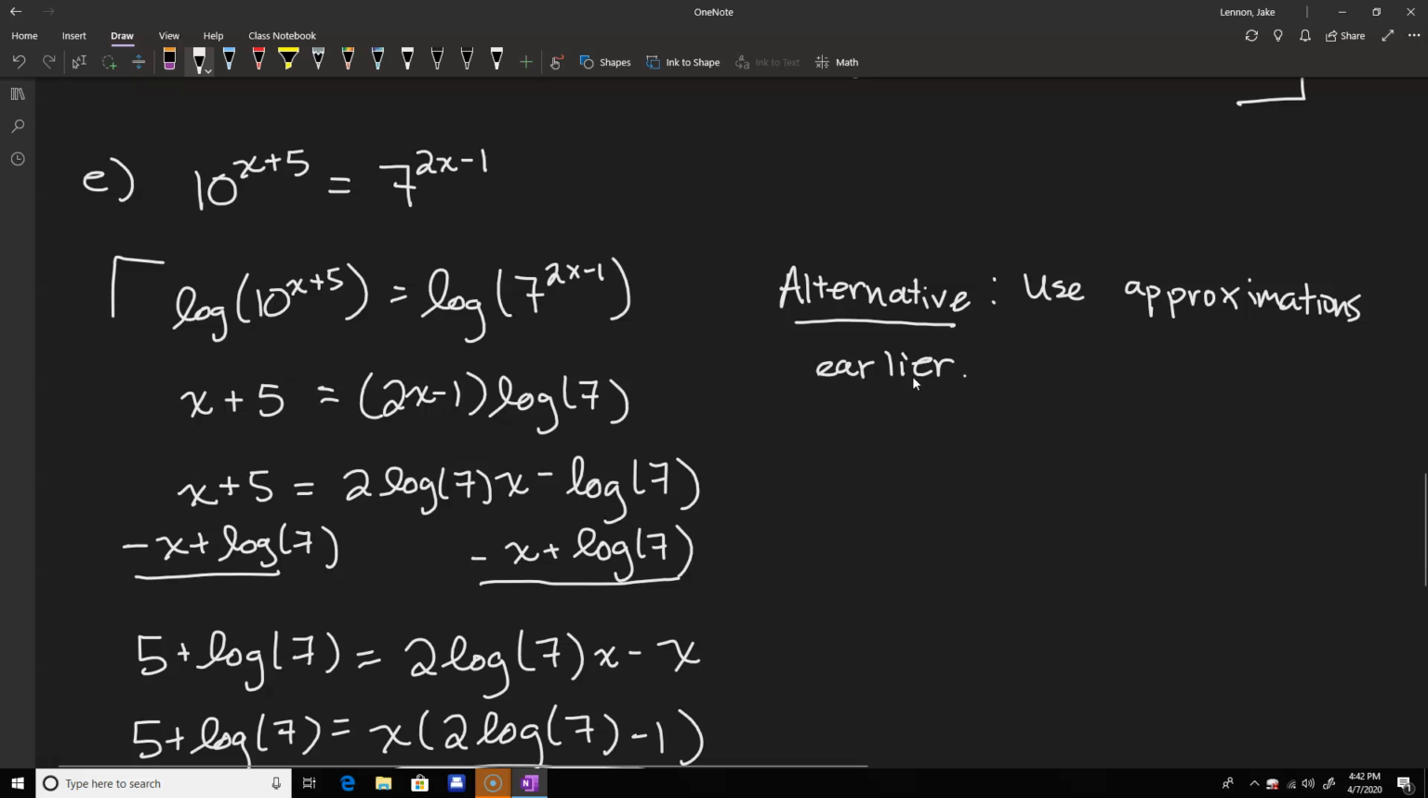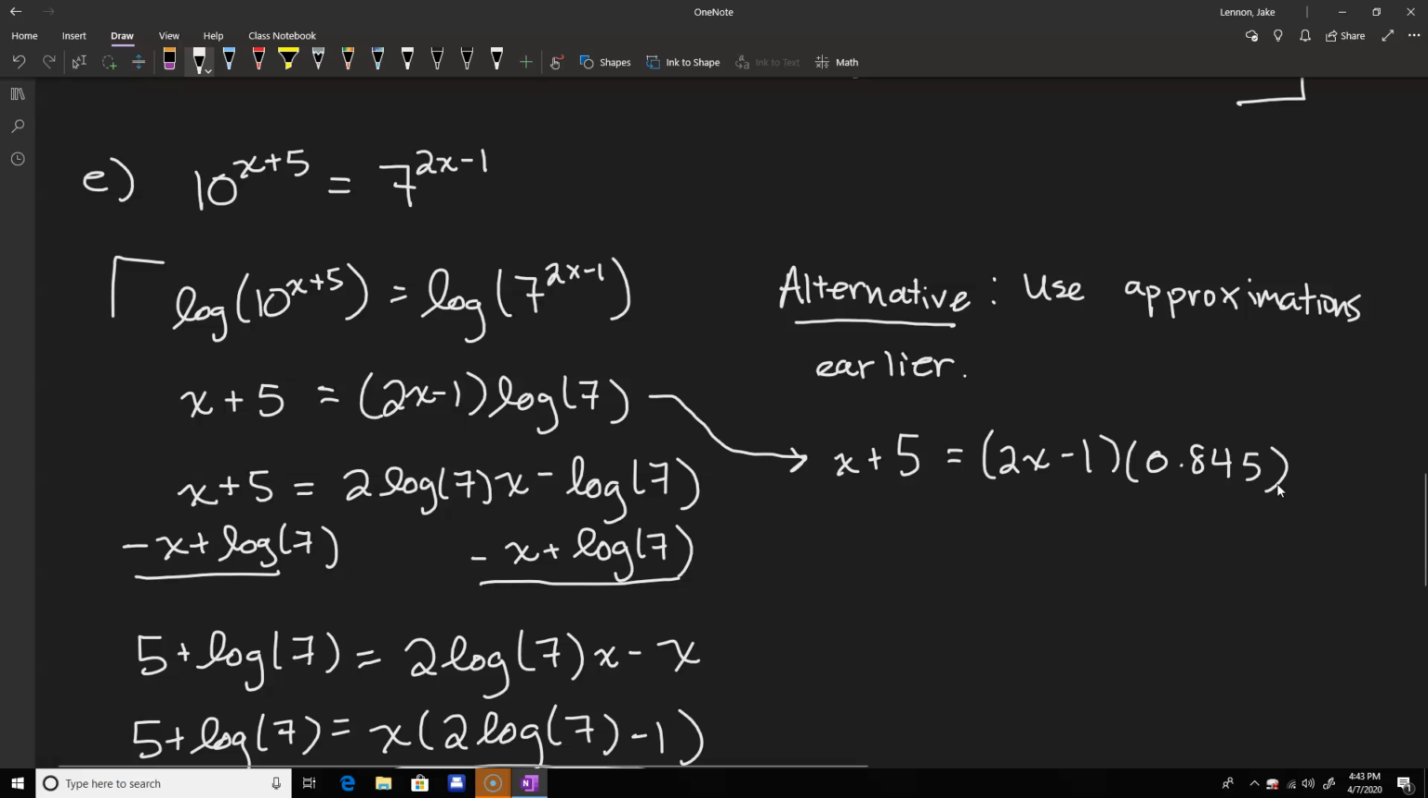So what we're going to do is take this step right here and move it over here. And what I'm going to do is approximate the value of the log of 7. If I type that into my calculator, I get about 0.845. So this is being multiplied by 0.845.